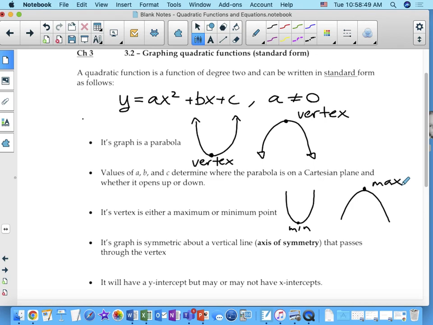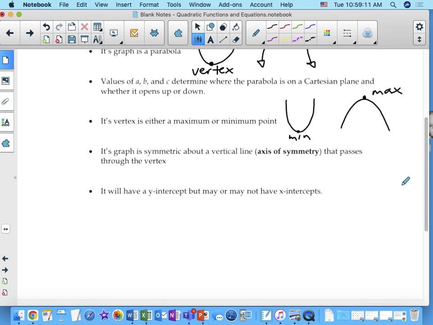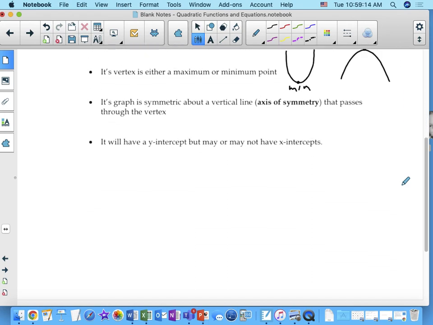Okay, these functions are symmetrical, and they're symmetrical about a vertical line, and that vertical line is called the axis of symmetry. Okay, and that axis of symmetry is going to pass through the vertex. And you can kind of see how that works. Okay, so the axis of symmetry, I'll just draw one of them, but here's the vertex. Right, this is the axis of symmetry.